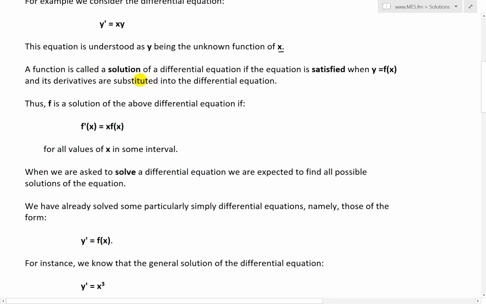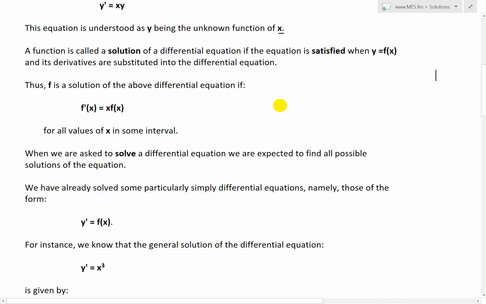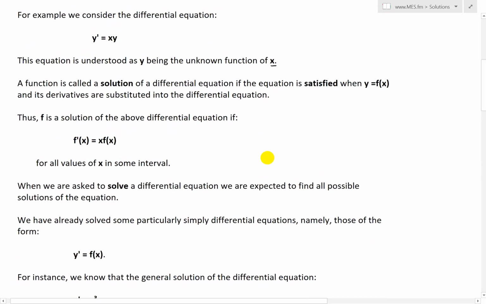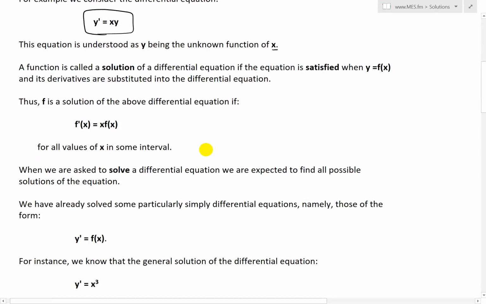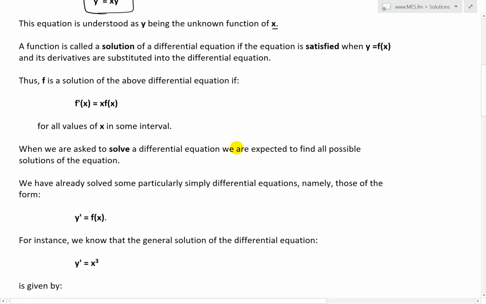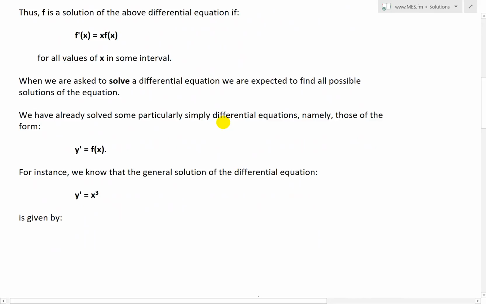And a function is called a solution of a differential equation if the equation is satisfied when y equals f of x and its derivatives are substituted in the differential equation. So if we plug in the function y and its derivatives inside, and this is satisfied, then it's called a solution. Thus f is a solution if the derivative of f of x is equal to x times f of x, the same form as that differential equation, for all values of x in some interval, whatever you're looking for in your case.